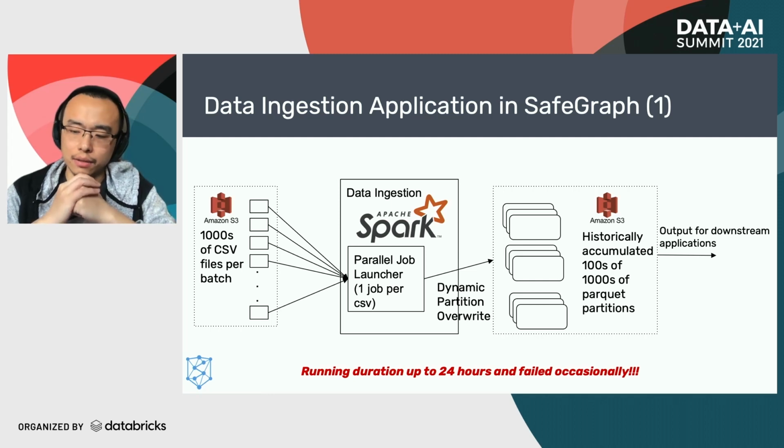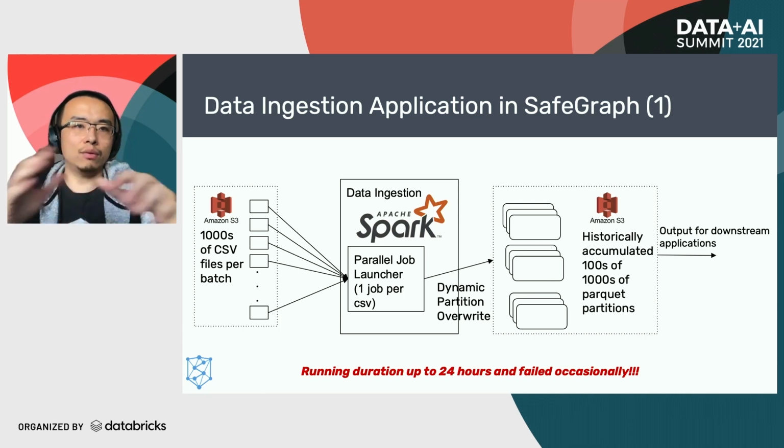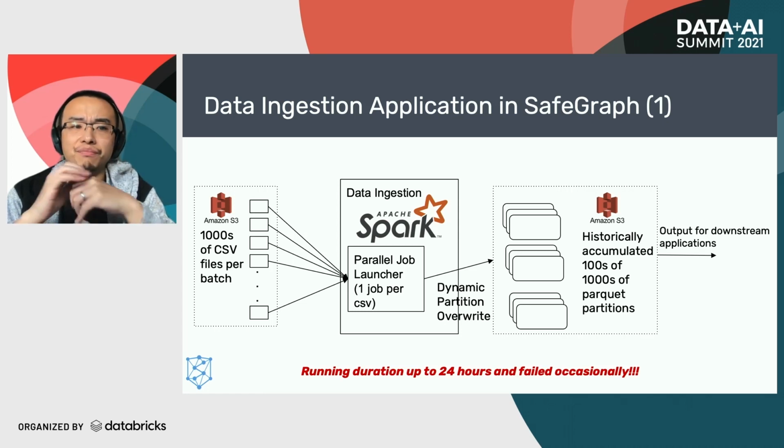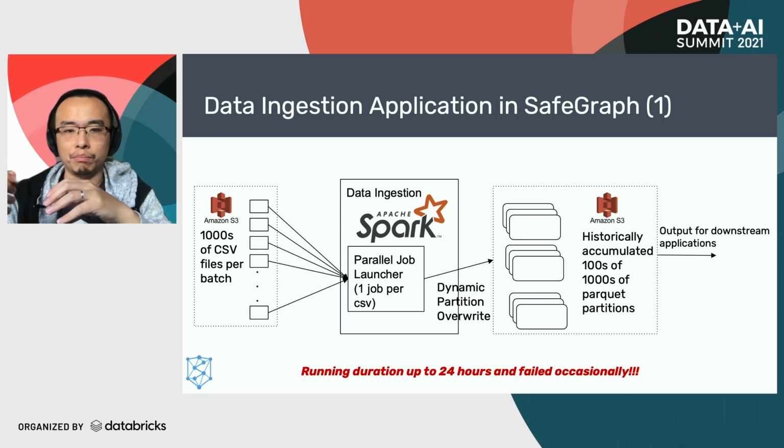Okay, so as we said, this is a case-by-case study. I want to share one of the most tricky cases we met at SafeGraph. We have a data ingestion application that reads thousands of CSV files each time. For each file, we launch a job in parallel to process it, get some result, and perform a dynamic partition override to an S3 bucket. This S3 bucket has accumulated hundreds of thousands of partitions. The last step of this application is to output the snapshot of this bucket for downstream usage.